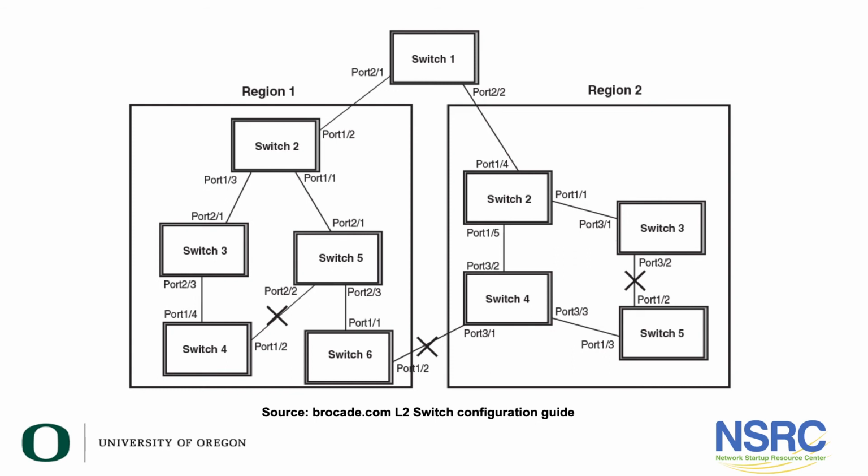Now once that is done, within each region you also need to break the loops. So inside region 1, the switch at the top was picked as the root bridge, and therefore that link from switch 4 going up will be placed in a disabled state to break that loop. Inside region 2 you have again another spanning tree, and the link on the right is also going to be disabled to break that loop.